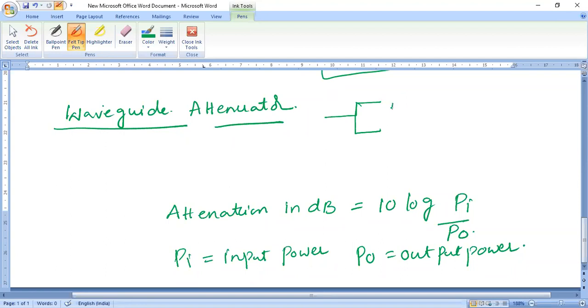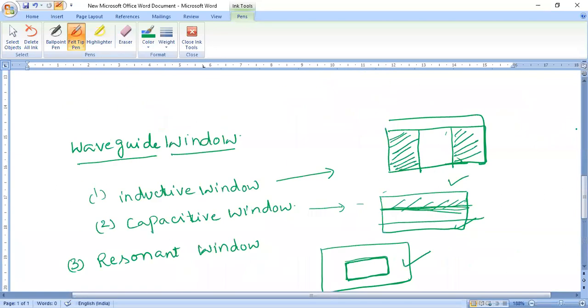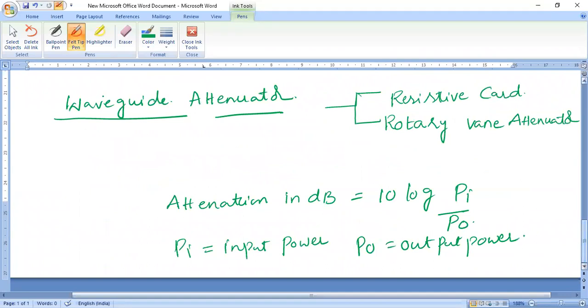One is a resistive card attenuator. Another one, this is the most important and many times this question came, a rotary vane attenuator. Resistive card attenuator and rotary vane attenuator. These are the two important attenuators which we need to discuss in this unit.